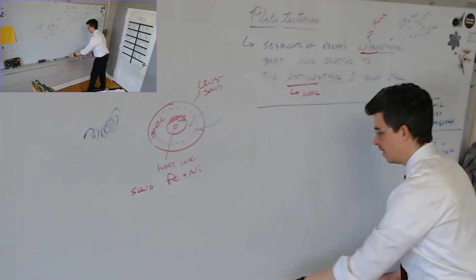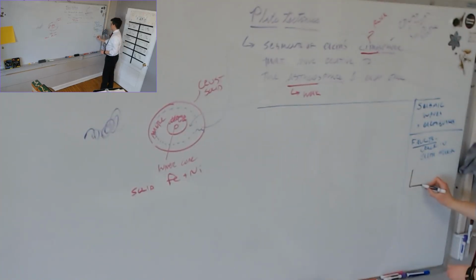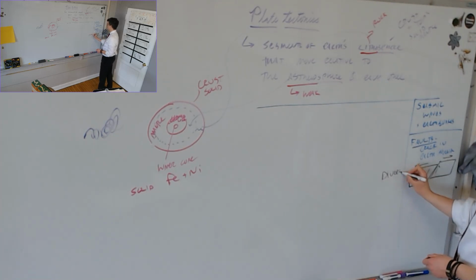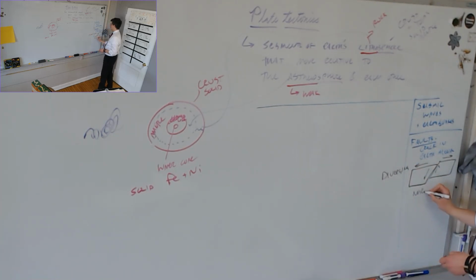Let's diagram it. I mean, I did just kind of do that, but I'm going to do the exact same thing over here. So the force is pulling them apart. They are diverging, and that causes a normal fault.